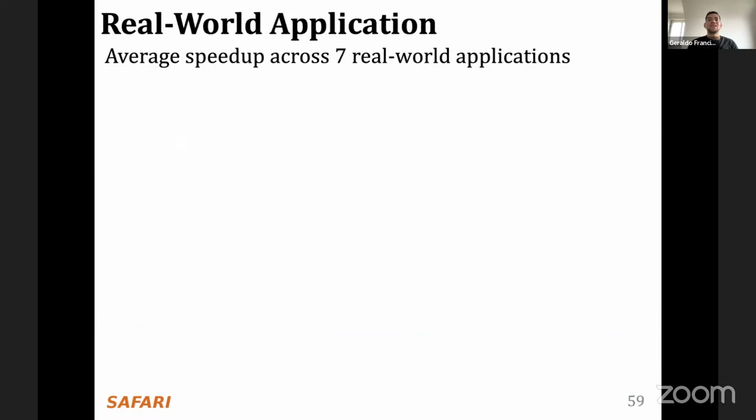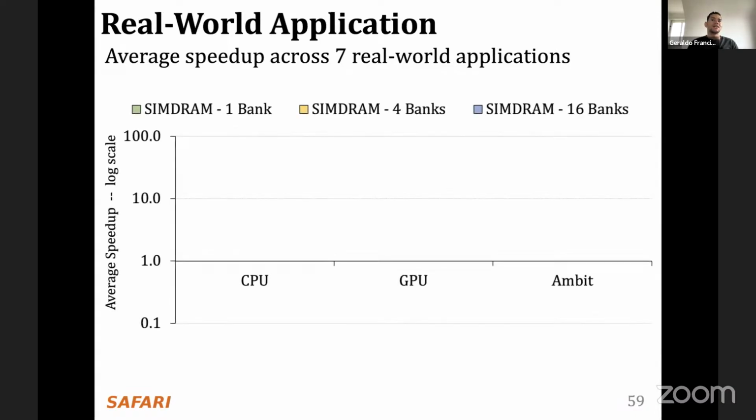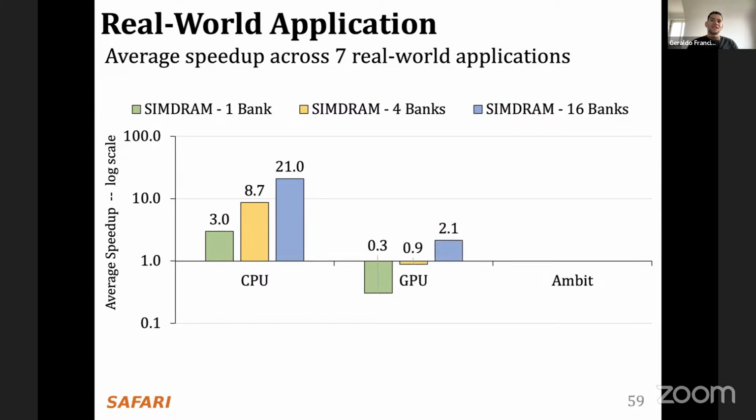Third, we compare the speedup across all the 7 real-world applications. First, SIMDRAM with a single DRAM bank provides 3 times the speedup compared to the CPU, which scales to 8.7 times using 4 DRAM banks and 21 times using 16 SIMDRAM-capable banks. Second, SIMDRAM with a single bank or 4 banks is not enough to outperform the GPU. However, by using 16 SIMDRAM-capable banks, SIMDRAM provides an average speedup of 2.1 times compared to the GPU.